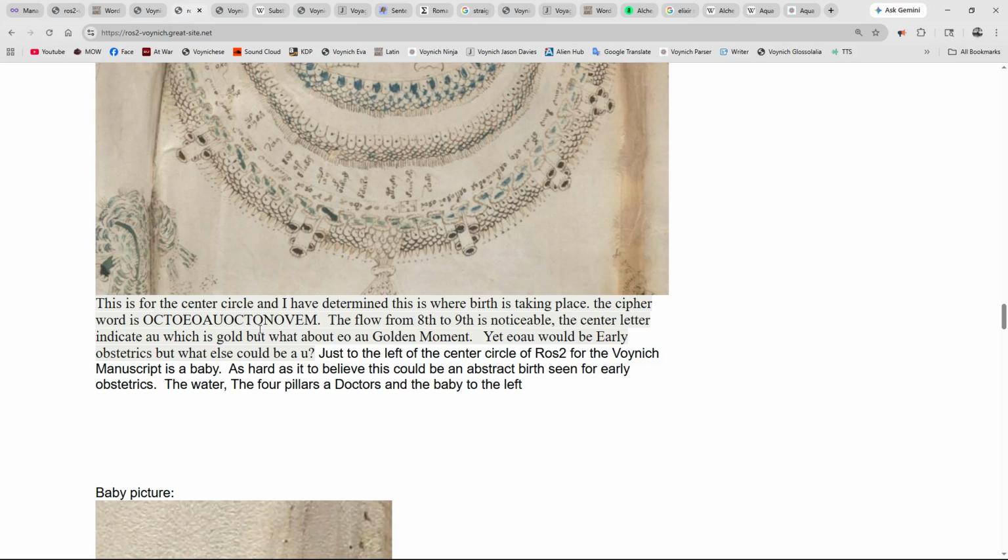octonovum. So EO would be early obstetrics, and AU would be golden moment, and octonovum would be 8th going to 9th. But this is early obstetrics, so that would not be the 9th month. It'd be somewhere like 5th month or 4th, somewhere where the baby had to come out early. 4 pillars, a doctor's baby.